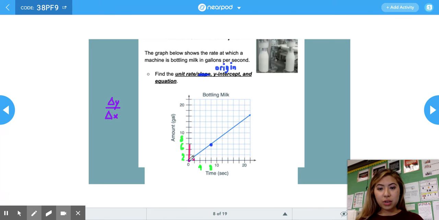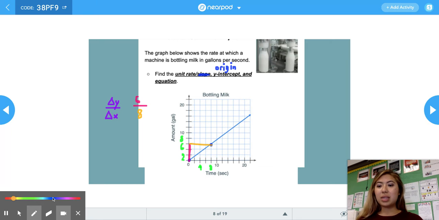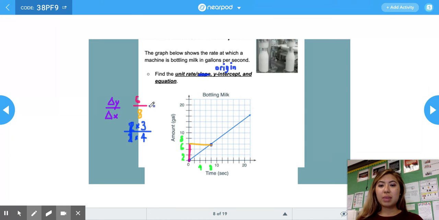So in terms of our change in y, if this is 0 and this is 6, our change in y was 6. And then our change in x, if this is 0 and this is 8, our change in x was 8, so we have 6 over 8. To simplify this, I'm going to list out the factors of 6 and 8. The factors of 6 are 2 times 3. The factors of 8 are 2 times 4. The common factor is 2, so we're going to cross it out. So that means that 6 over 8 can be simplified to 3 over 4.